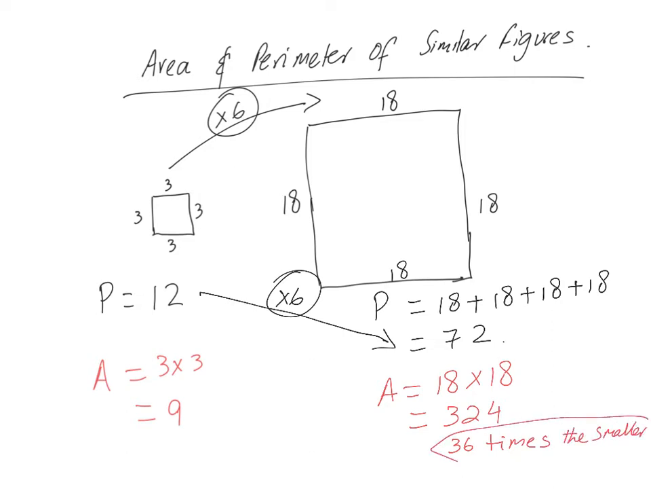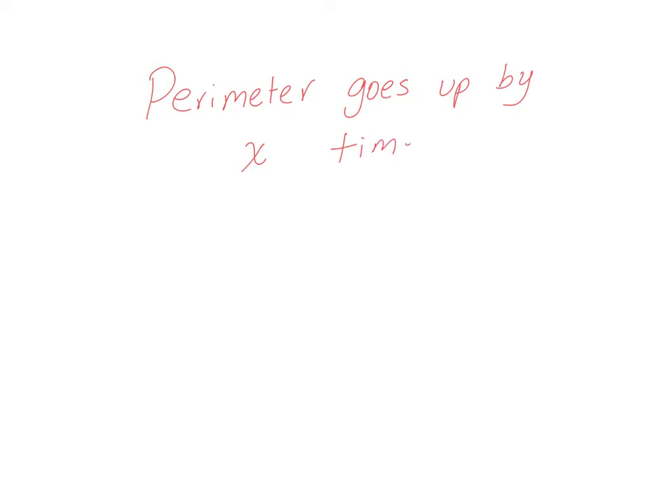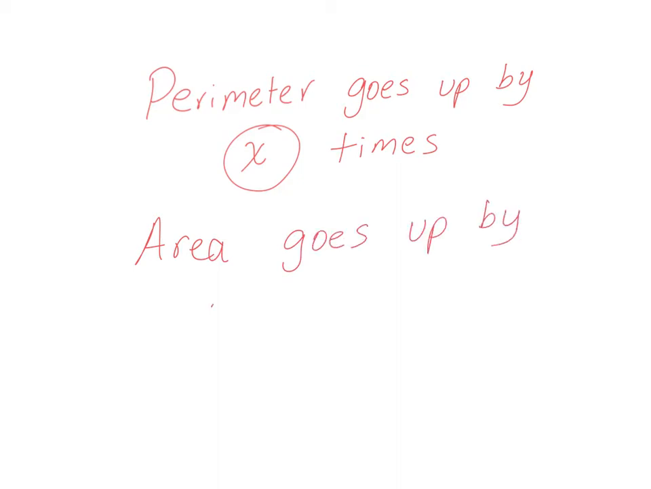Now, do we have a relationship somewhere? We know everything's gone up by 6. But look at our 36. Is it related to 6? It's 6 times 6. So, the perimeter goes up by, let's say, x times. The area goes up by x squared times. And what do you think about the volume? The volume will go up by x cubed times.